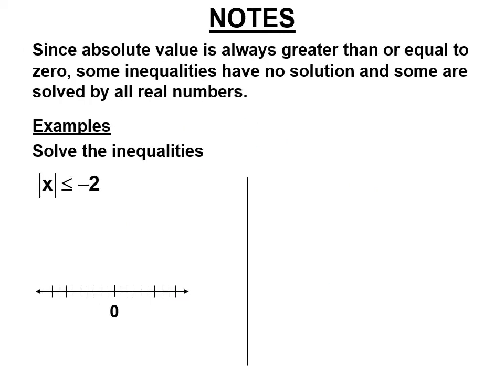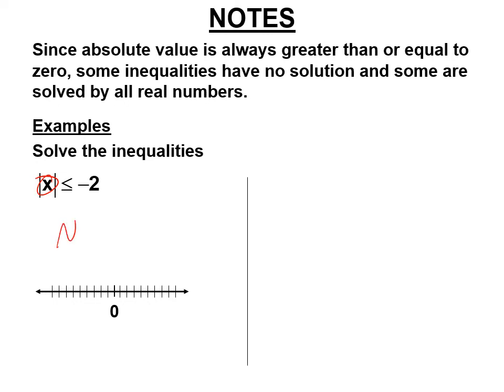What numbers could make the absolute value of x less than or equal to -2 true? Well, let's put, say, 5 in there. Is 5 less than -2? No. Well, how about if we put -5? The absolute value of that is +5, still not, right? There's no number that makes this true.